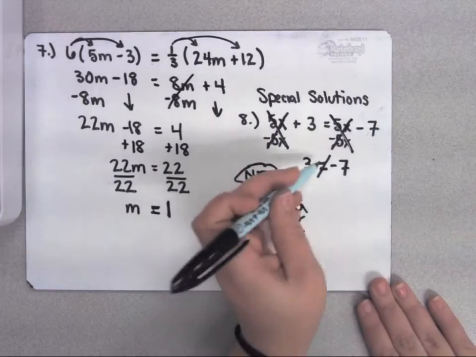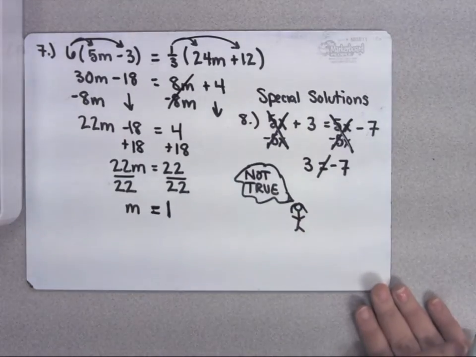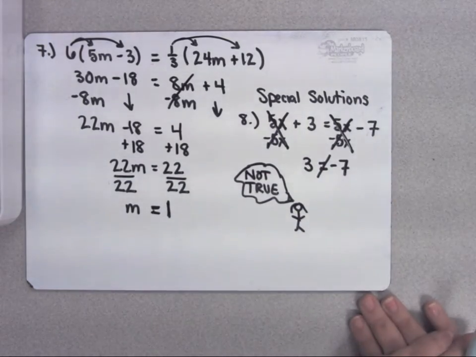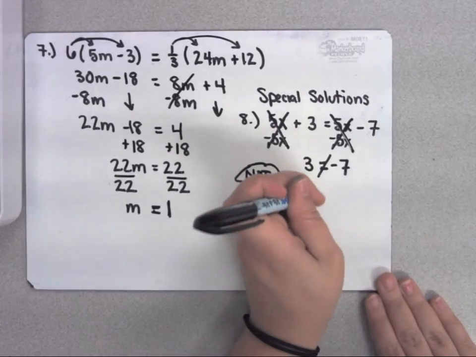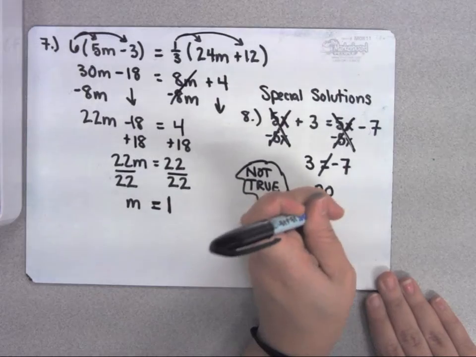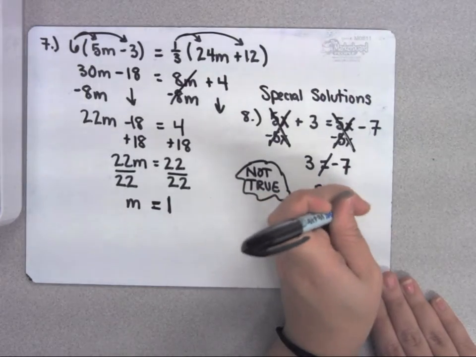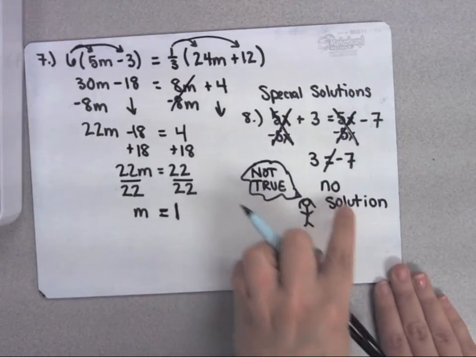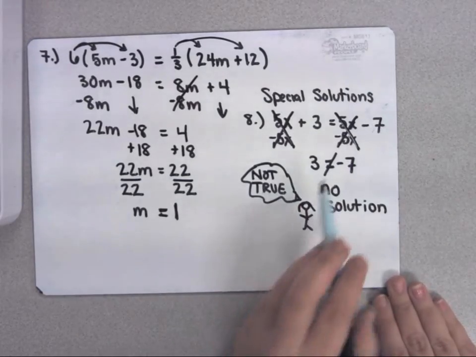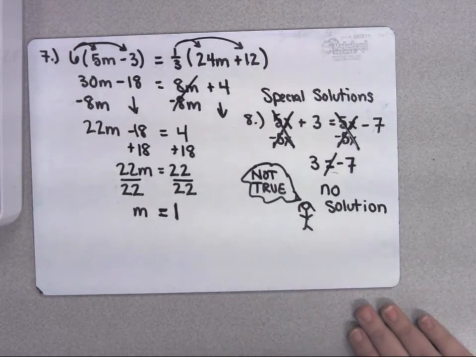Yeah. When something is not true, so this could say 5 equals 100. Is that still not true? Yeah? Okay? Anytime this is not true, we write no solution. Because there's no answer. Nothing is going to make that true, is it? Nothing's going to make 3 equal -7.